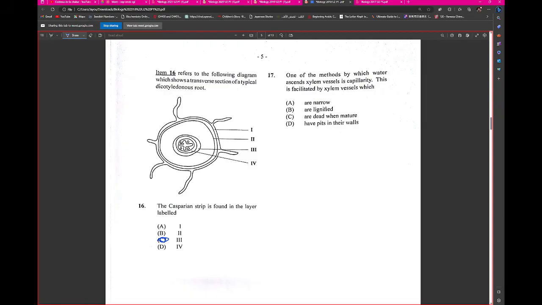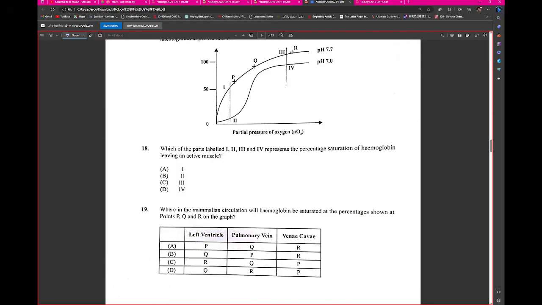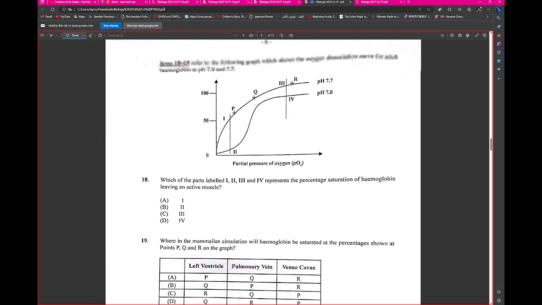17. One of the methods by which water ascends xylem vessels is capillarity. So this is the same question, by the way, that we saw before, but it's just reworded. Yes, sir. And if it's talking about capillarity, we're speaking about the narrowness more so than everything else. Okay, so these were the questions that were blocked out on the 2020 paper, right? These were the questions.